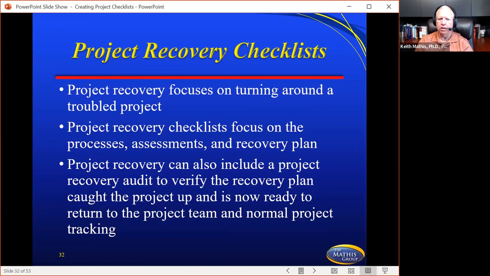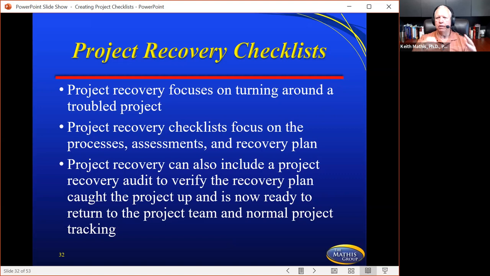Project recovery checklist focuses on turning around a troubled project or a section of a troubled project. So the project recovery checklist focuses on the processes, the assessments, the recovery plan. Any of those kind of things could be part of that. One of the things about a recovery checklist is when to go into the recovery plan.